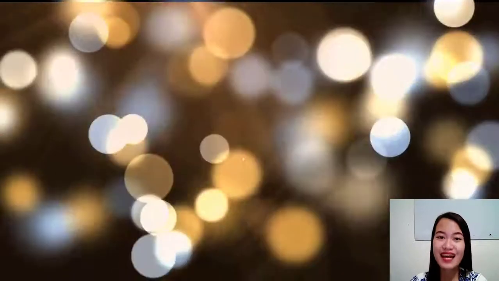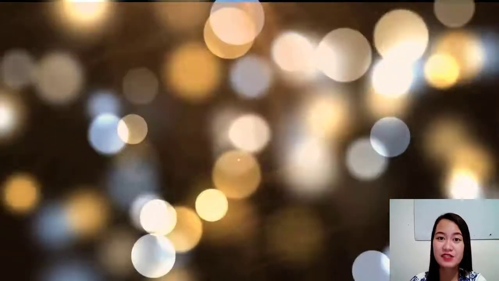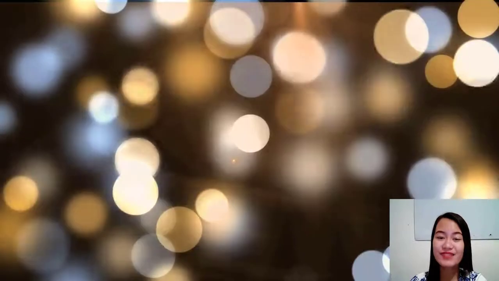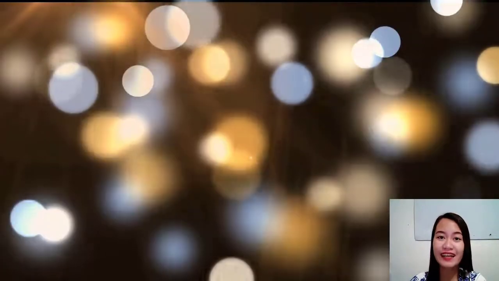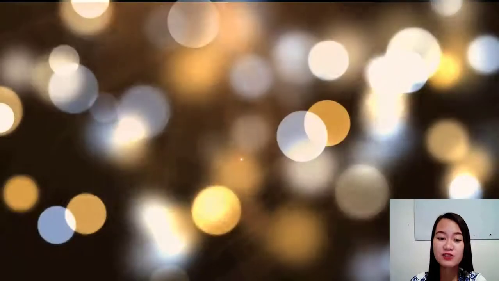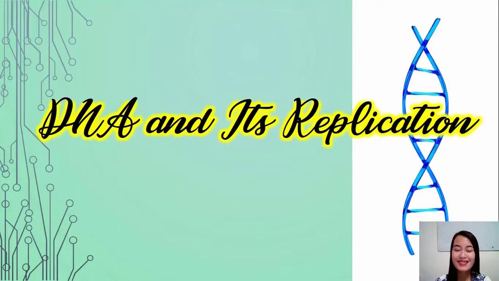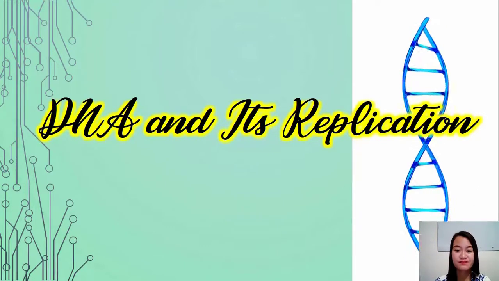So last time we discussed all about fertilization. Again class, what is fertilization? Fertilization refers to the fusion of the egg or the ovum and the sperm cells forming a zygote, and usually takes place in the upper third of the fallopian tubes. Okay? So this time we are going to discuss all about DNA and its replication. Let us proceed to our discussion.